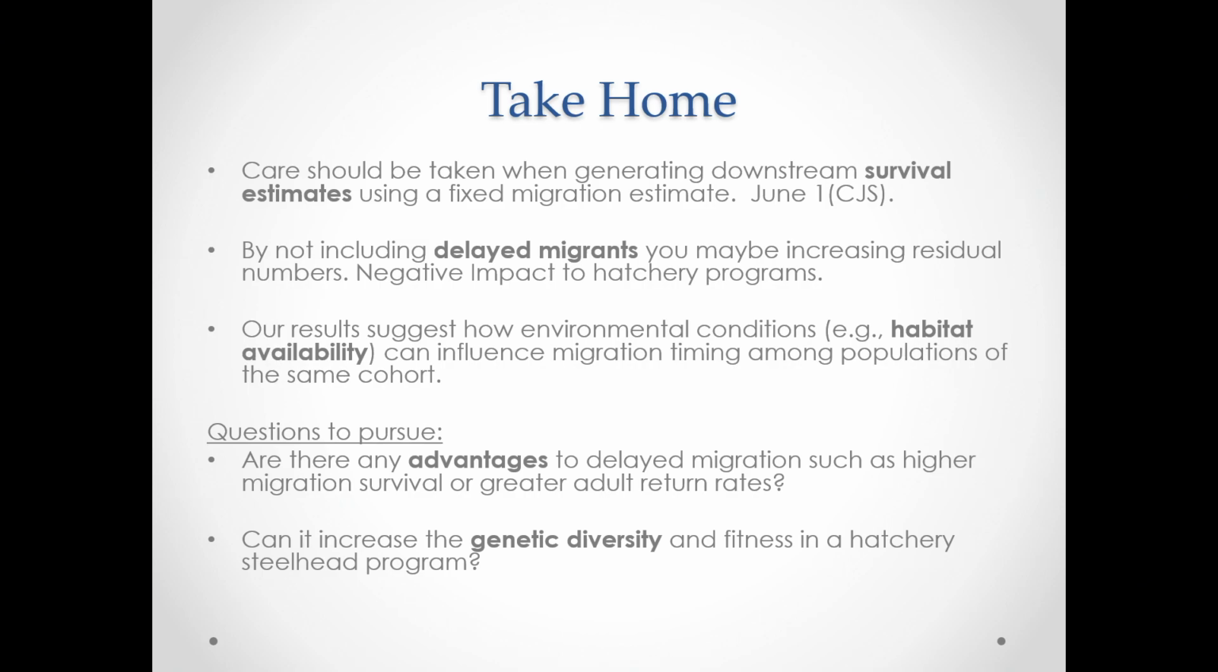Well, what are some of the advantages to delayed migration? Is there a higher survival because they're going out at a different time and not in a big group? Is there a greater adult return rate from these fish? Just something to look at. And can it increase the genetic diversity and fitness in a hatchery program similar to iterative parity?